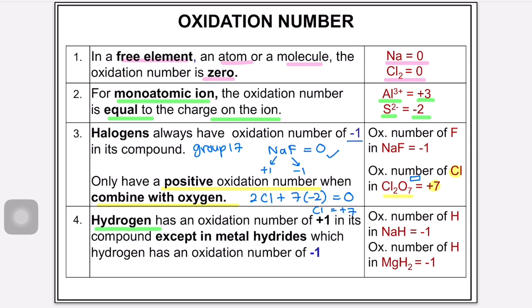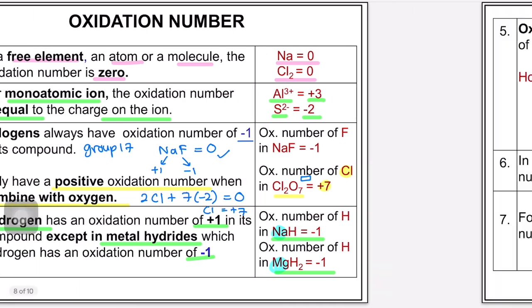What is the next thing you have to remember? Hydrogen generally has a +1 oxidation number, except when it's combined with metals to form metal hydrides. Why do I say metal hydride? As you can see over here, it is connected with sodium. Sodium is a metal, magnesium is a metal, and hydrogen has a -1 charge.